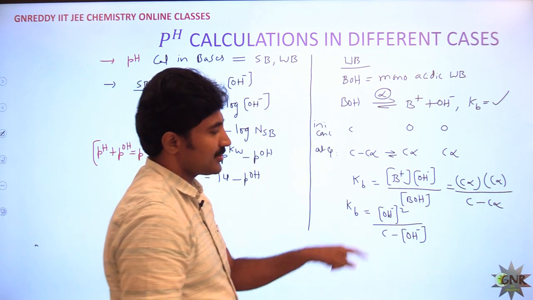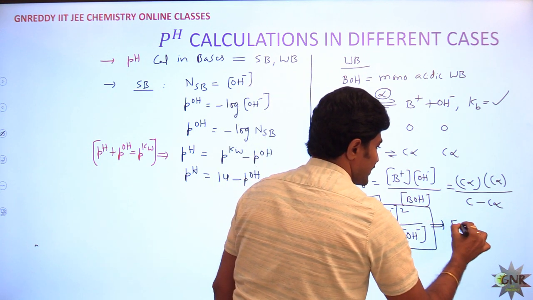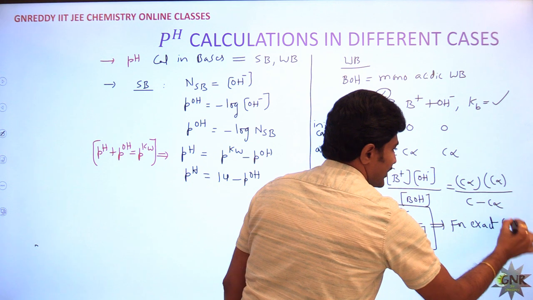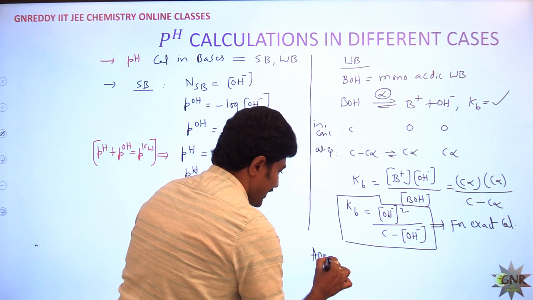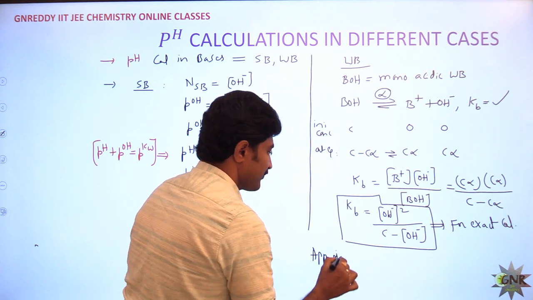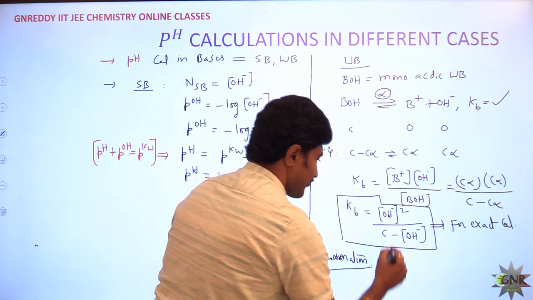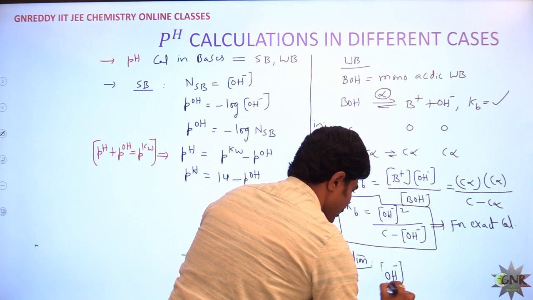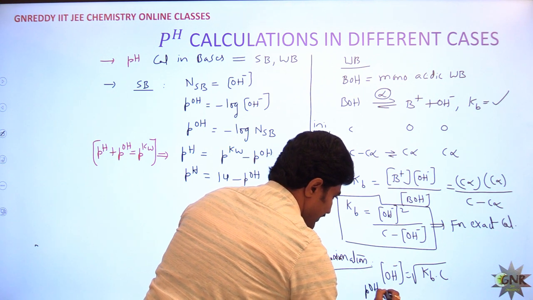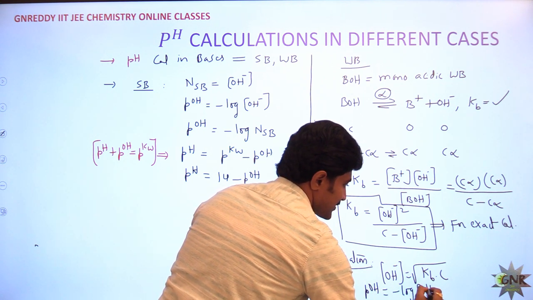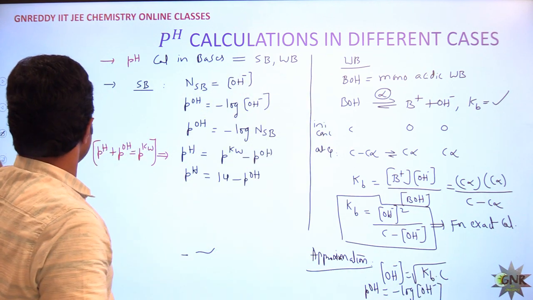So, what do you understand? Here also it is the same. This is used for exact calculation. Suppose you want to take the approximation; in approximation, what is the calculated equation? Just neglect OH minus in the denominator. Therefore, from this OH minus is equal to root over KbC. From that calculate pOH, that is the minus log of OH minus, and from that get the pH value. So this is the strong base and weak base calculation.